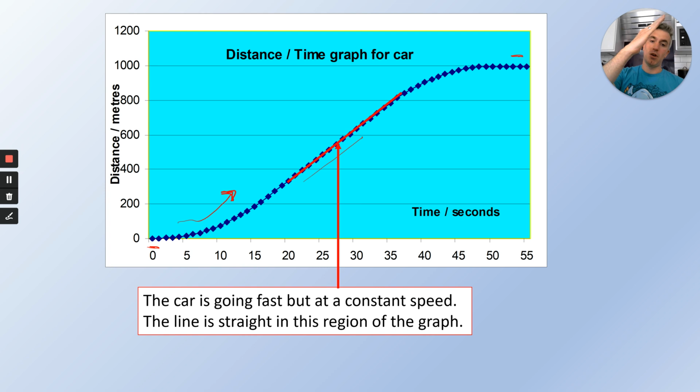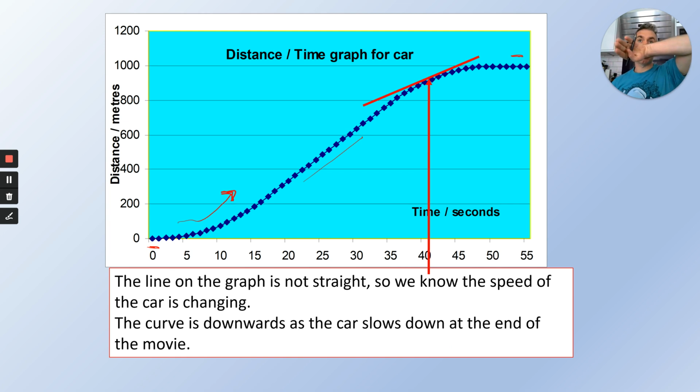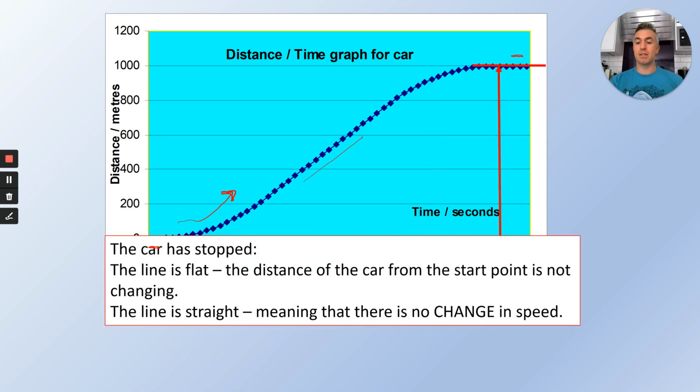Oh, next set of lights up ahead, brakes, slows down, comes to a stop. So where the line goes from being diagonal down towards a horizontal, slowing down, that's deceleration. The car is decelerating. And then at the end, we have no change. Horizontal, the car has stopped moving.